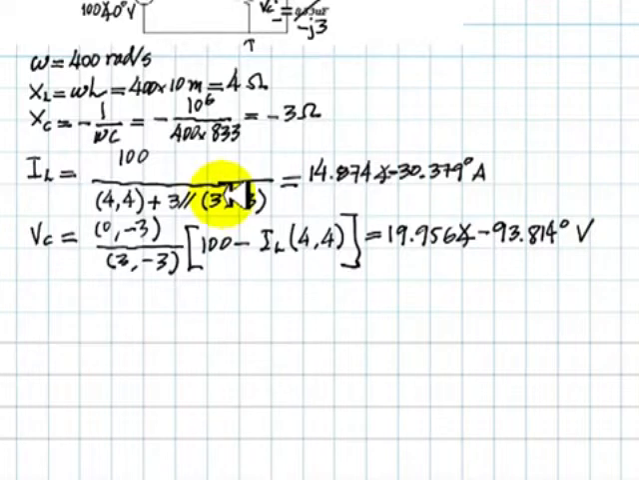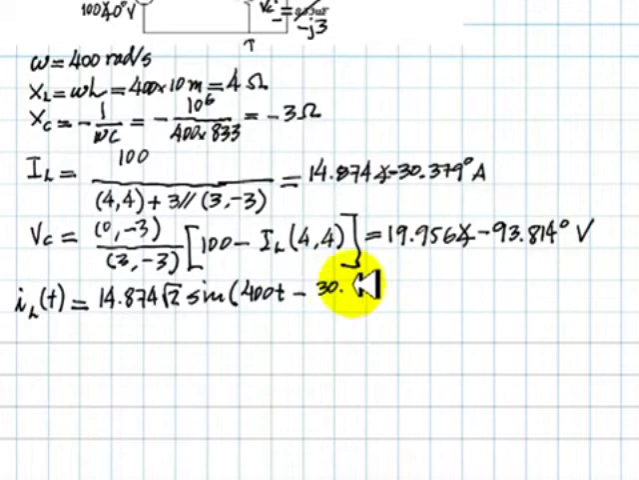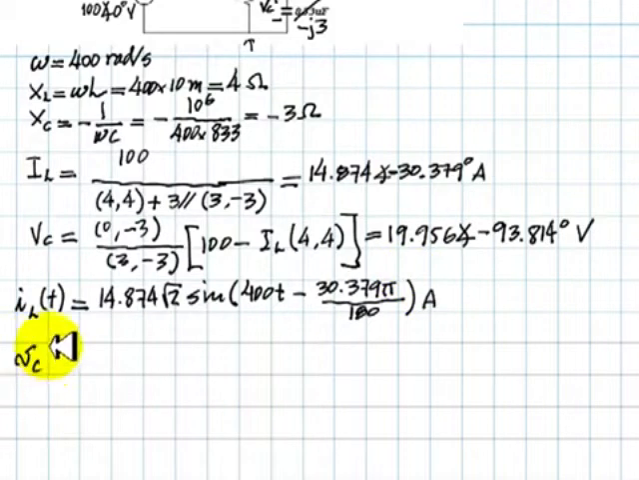Now, those voltages and currents as functions of time are easy to write. 14.874 root 2 sine 400t, the frequency is the same, minus 30 degrees and something. We write that as radians, of course. And the voltage in the capacitor has a peak value of this multiplied by root 2.